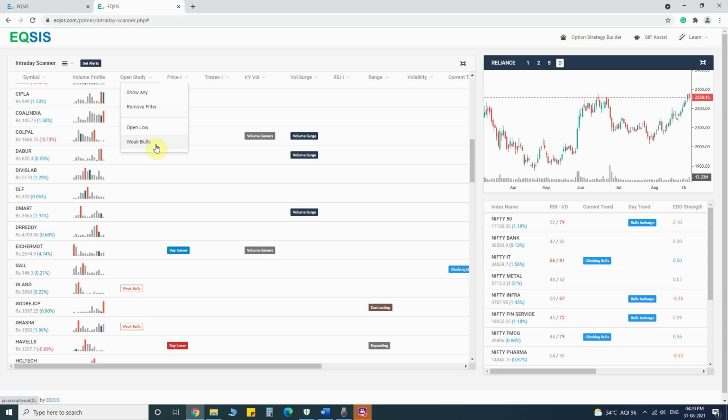So a lot of people ask this question, Murugan, why this option doesn't exist now? Because there is no stock matching the criteria. So if there is a stock matching the criteria, it will automatically load here. So it saves time, right? So straight away you can focus on open low and weak bulls. That's what is available now for you to move forward. So what is open low?